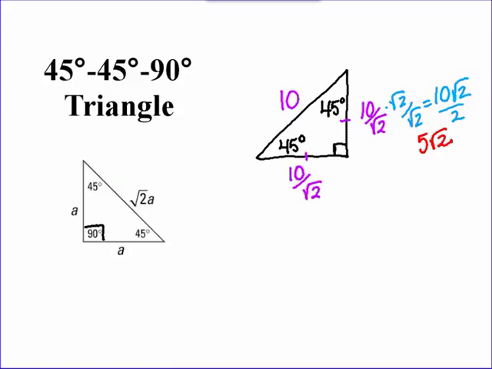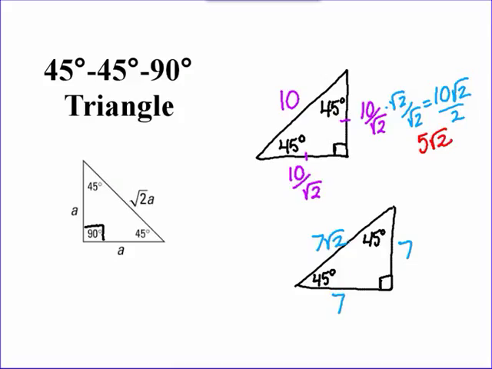So now let's look at it again. We got that one now. So here we go. If I know that this side here is, I don't know, what should we say, 7? What's this one going to be? 7. And this one will be 7 root 2. This is way easier than it was 2 years ago.